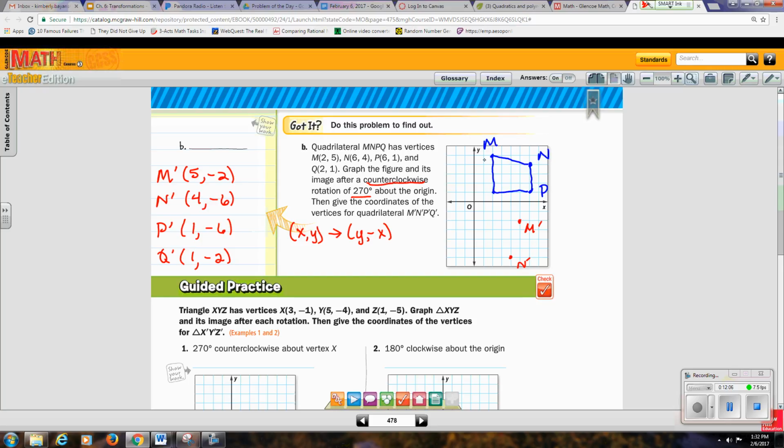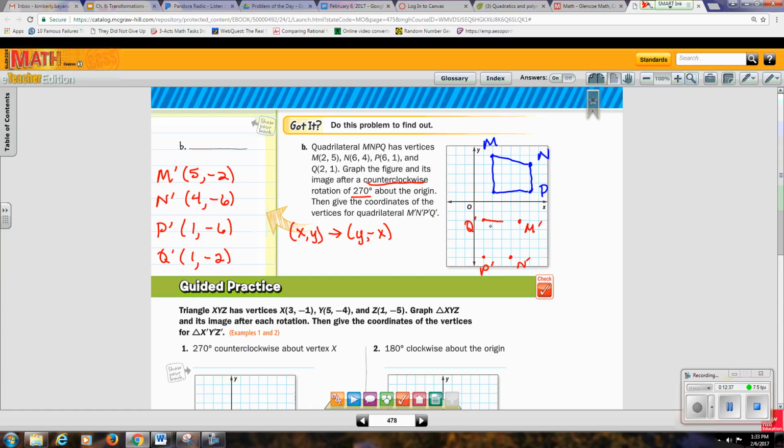And notice if I'm going 90 degrees clockwise, okay, the top of my figure should become the side, and that's what's happened. The bottom should become the left side, and the left side should become the top. So let's make sure we keep doing that. P prime is 1, negative 6, so 1, negative 6. That's P prime. And Q prime is 1, negative 2.